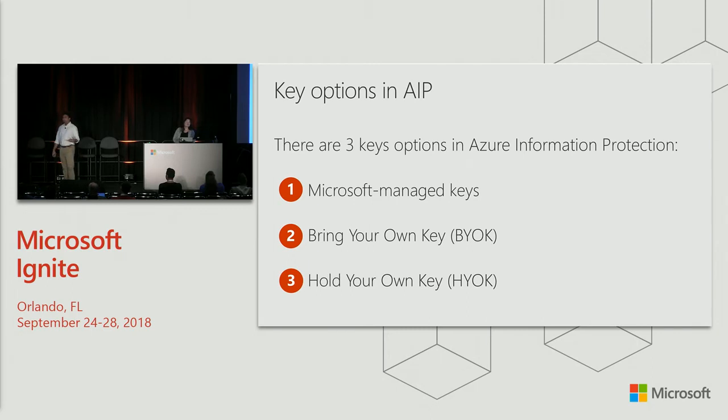There are three key options in Azure Information Protection: Microsoft Managed Keys, Bring Your Own Key, and Hold Your Own Key. We're going to walk through each one of these in greater detail, and you're going to understand what it means to be compliant with each one of these.